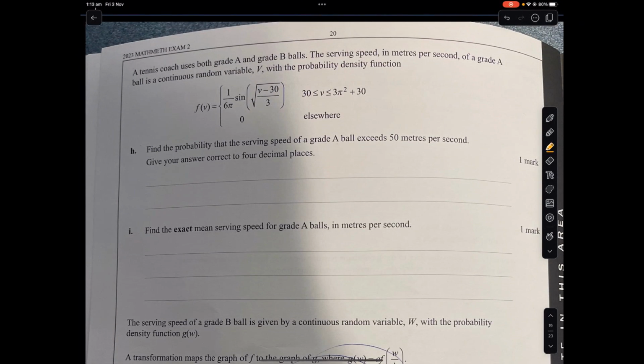A tennis coach uses both grade A and grade B balls. The serving speed in meters per second of a grade A tennis ball is a continuous random variable V with a probability density function this. Find the probability that the serving speed of a grade A ball exceeds 50 meters per second. Because it's a continuous variable with a probability density function, we're just saying from 50 to the max, which is 3 pi squared plus 30, of f of v dv should equal what?